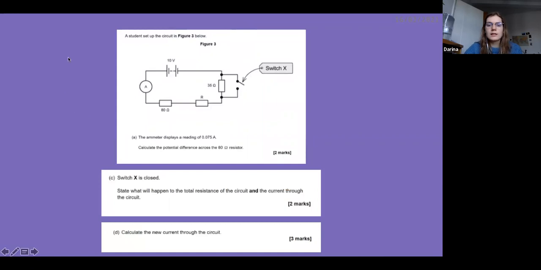So let's have a look at a slightly different one. We've got another setup for the circuit in figure 3 here, and we've got an ammeter, again, displaying a very similar current. And we need to calculate the potential difference across the 80 ohm resistor. So I'm going to give you a go at it, just half a minute, and then let's go through the question together.